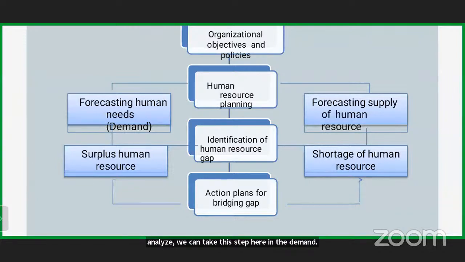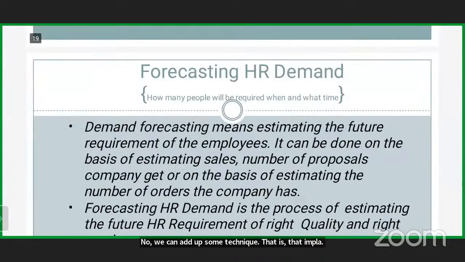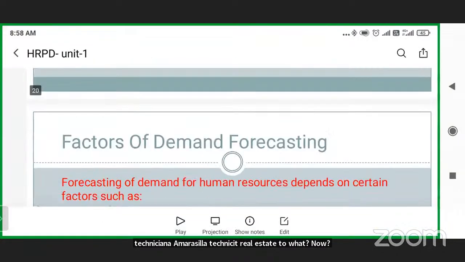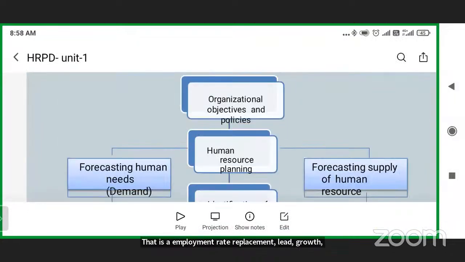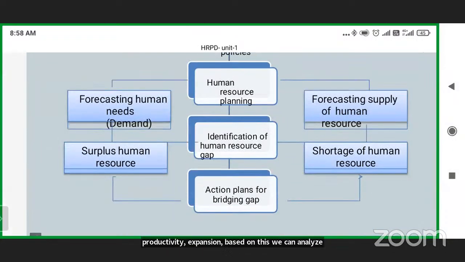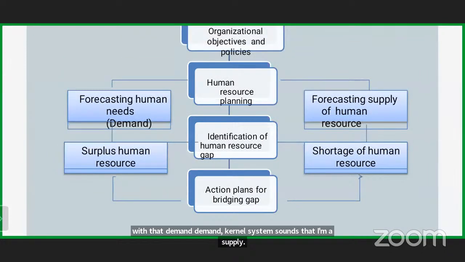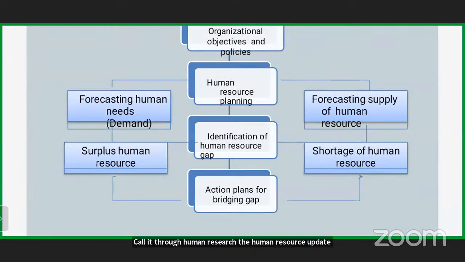Our actual technique, it relates to what? That is the employment trend, replacement need, growth, productivity, expansion. Basing on this, we can analyze the demand. And based on the demand analysis, we can supply through human resource audit, replacement chart, and human resource inventory.